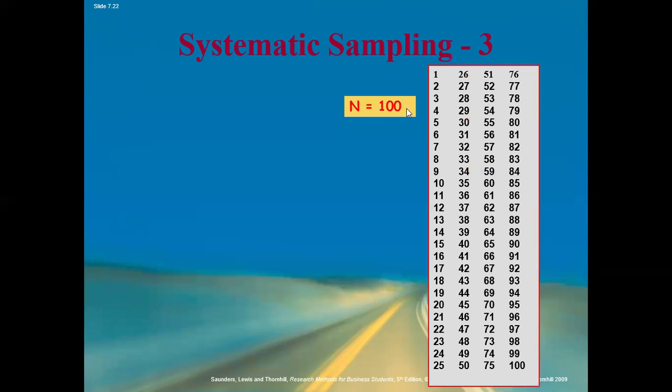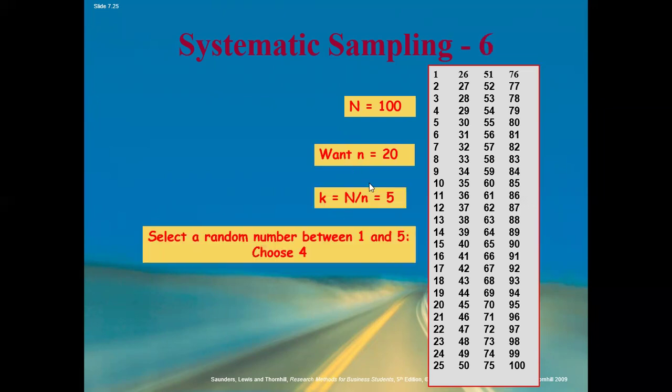Look at the order. Here the capital N is equal to 100, the entire population size. From this, we want a sample size of small n equal to 20. How can we take it? First of all, we take the fraction, capital N divided by small n. Population size divided by sample size is equal to 5. Select a random number between 1 and 5, and choose number 4.